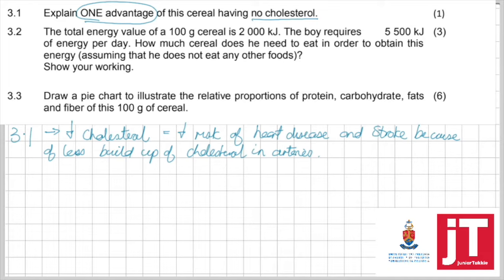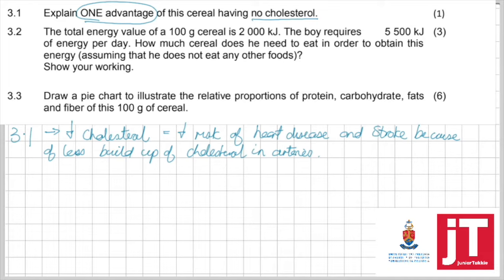Now let's look at question 3.2. This is going to involve a little bit of a calculation. It says the total energy value of 100 grams of this cereal is 2000 kilojoules, and we saw this in the table. If a boy requires 5,500 kilojoules of energy per day, how much of this cereal does he need to eat in order to obtain the energy that he needs? In brackets it says, assuming that he doesn't eat any of the other foods, and we need to show all of our working out.